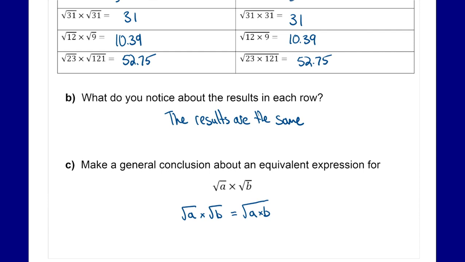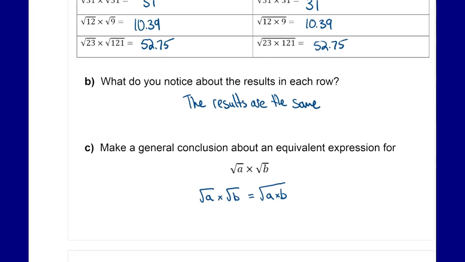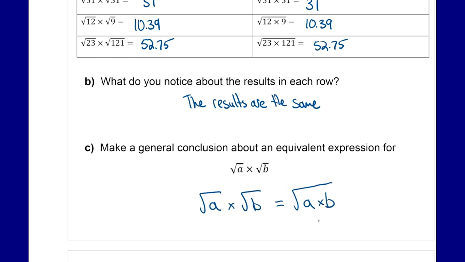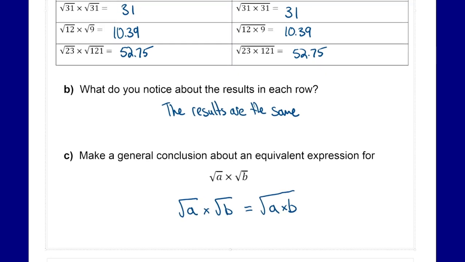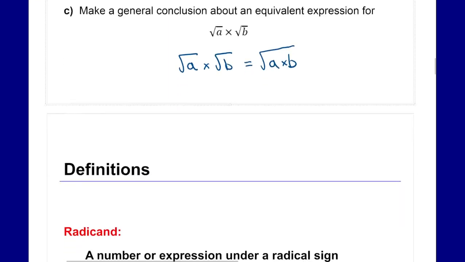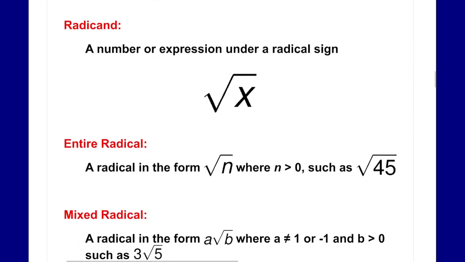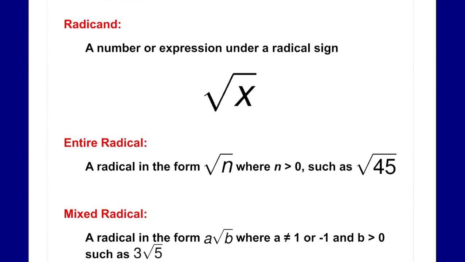And that's going to be one of the main things that we use as we go through this lesson. This is going to be the underlying concept that we use. So just some definitions to look at. When dealing with radicals, we have what is called the radicand. The radicand is a number or expression underneath the radical sign. So right here, this x is our radicand. And this root symbol is our radical.